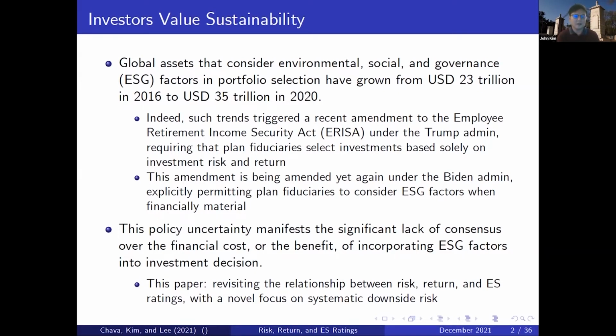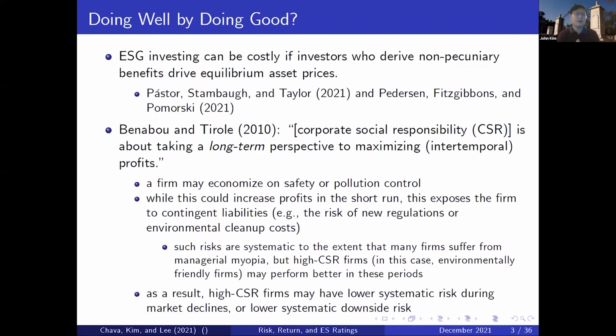So this paper has, as a simple goal, to revisit the relationship between risk, return, and ES ratings, and we're fitting into a sizable literature on this topic, but our novel focus is going to be on that of systematic downside risk. So let me begin by telling you why ESG investing could be bad or good. ESG investing could be costly if investors who derive non-pecuniary benefits, so basically benefits unrelated to risk and return, are the marginal investors, those that determine equilibrium asset prices.